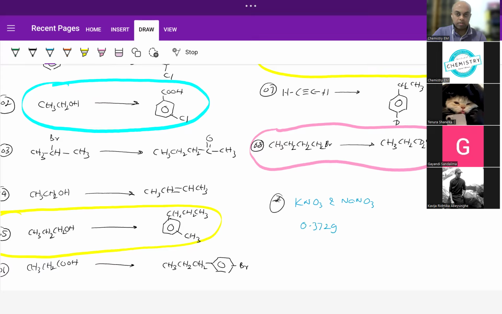0.372 grams of this solid mixture was thoroughly heated, and the mass of the resultant residue was 0.308 grams.